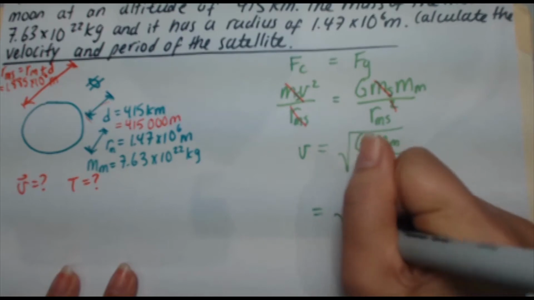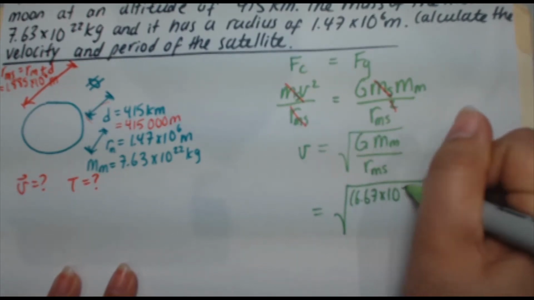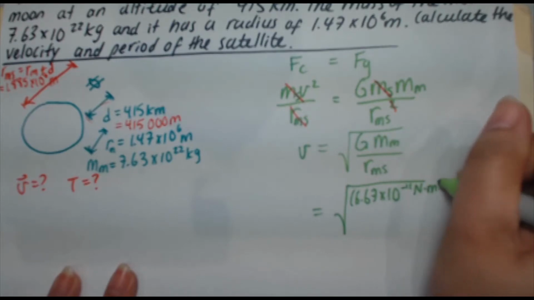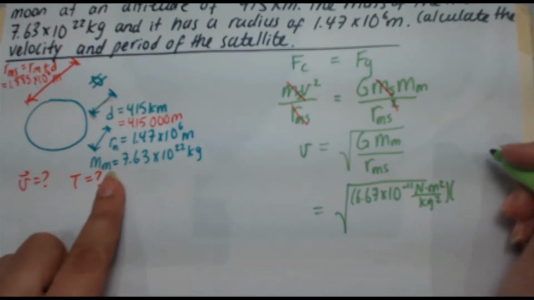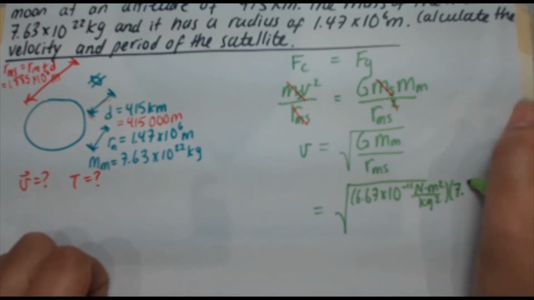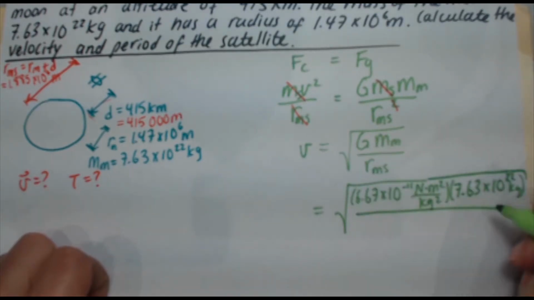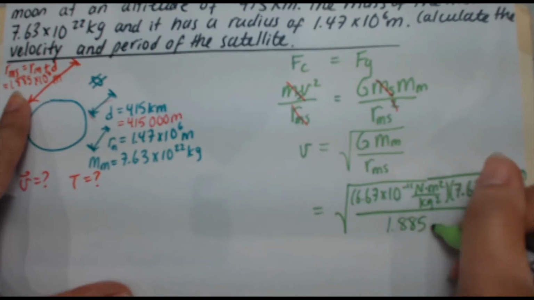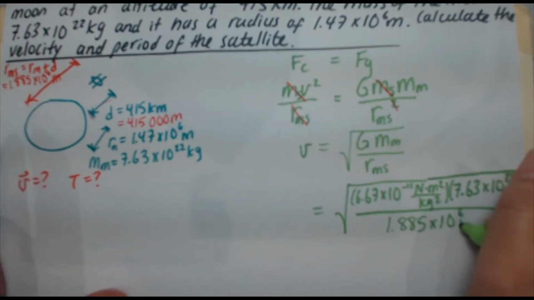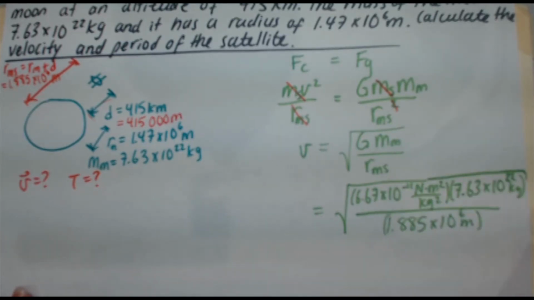Okay, so at this point I can just plug in my values. G is a constant, you can just plug it in. It's 6.67 times 10 to the minus 11 newton meters squared per kilogram squared. The mass of the moon is given to us in the problem. It's 7.63 times 10 to the 22 kilograms. And we're dividing it by the distance between their centers, 1.885 times 10 to the 6 meters. And make sure you don't square it because we canceled out the square up here.